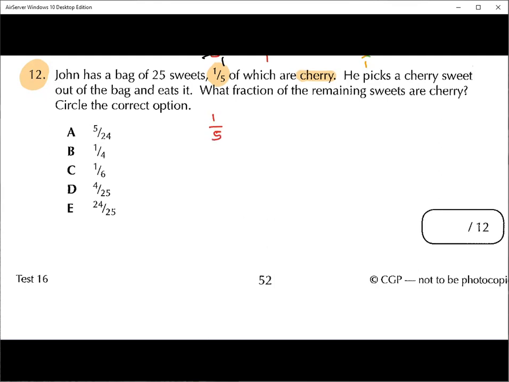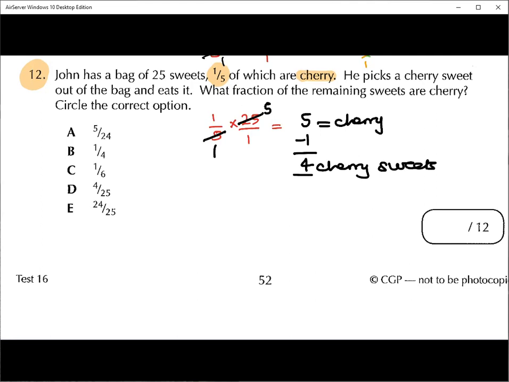1/5 times by 25, which is equal to 5. So how many sweets are cherry? 5. Okay, he eats one of the cherry sweets. So how many cherry sweets do we have left over? 4. Okay. So he goes here now. What fraction of the remaining sweets are cherry? Circle the correct option. So how do you do the second part of the question? So we know that there's 5 cherry sweets. He's eaten 1. There's 4 left.